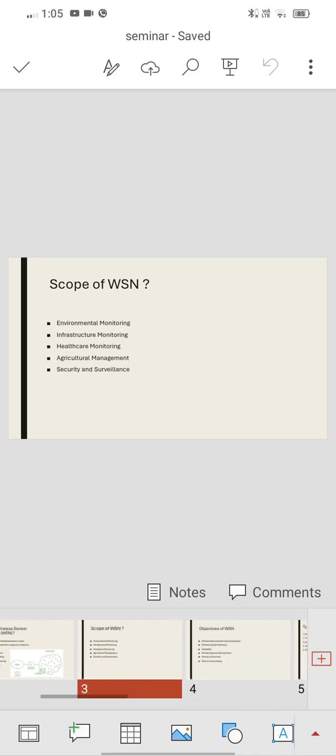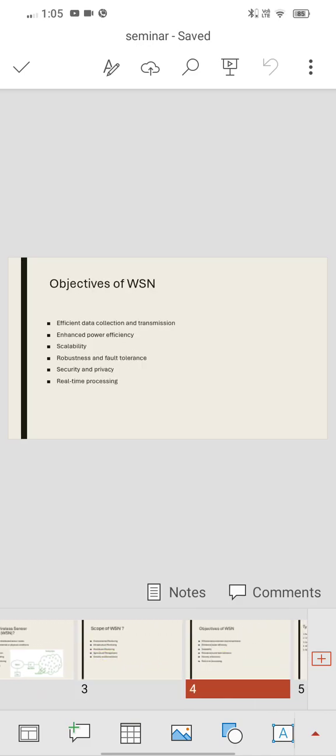Moving to the next slide. In this slide, we will discuss the objectives of the wireless sensor network. Efficient data collection: in the wireless sensor network, data collection and transmission are both efficient. Next objective is enhanced power efficiency. Next is scalability, robustness and fault tolerance, security and privacy, and real time processing.